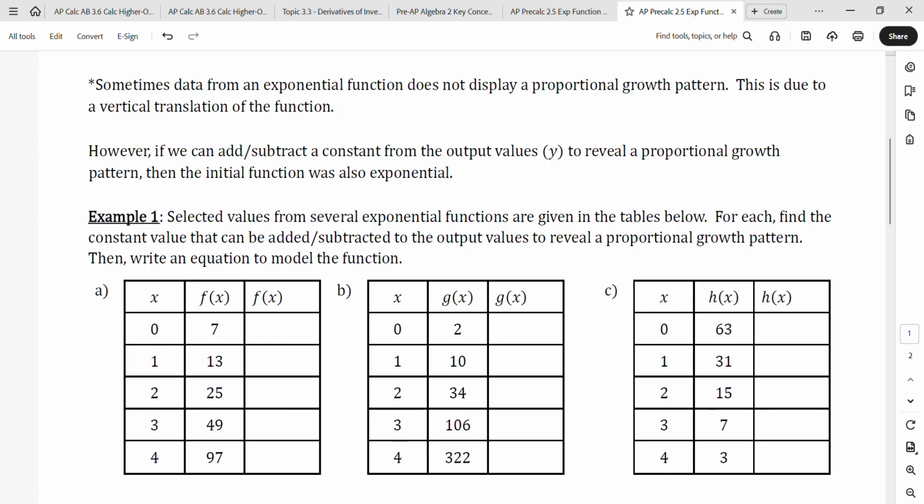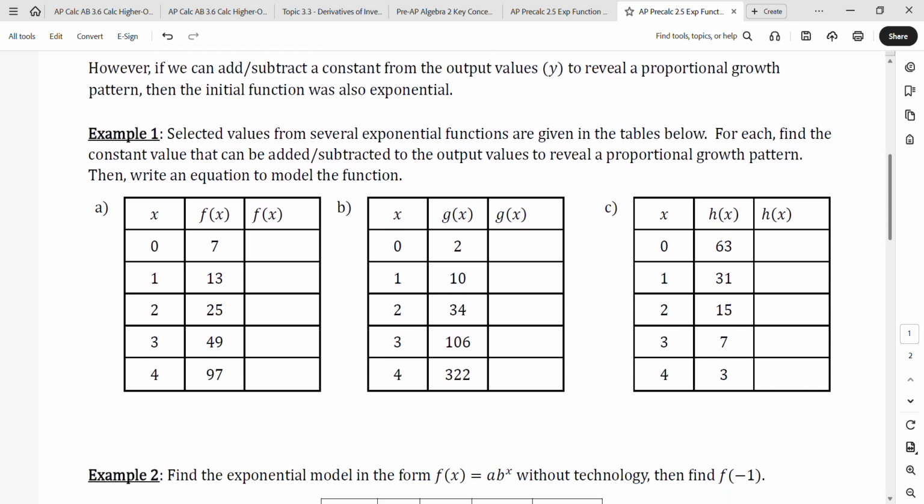Selected values from several exponential functions are given in tables below. For each, find the constant value that can be added or subtracted to the output values to reveal a proportional growth pattern. Then write the equation for the model. So these are good non-calculator questions that you could see in something that would be multiple choice.